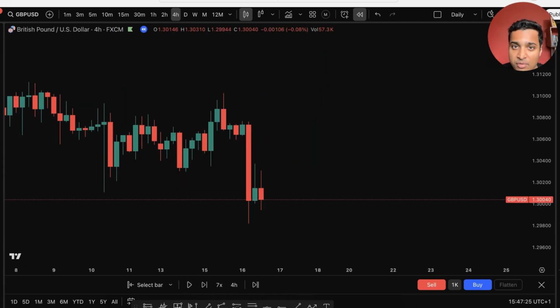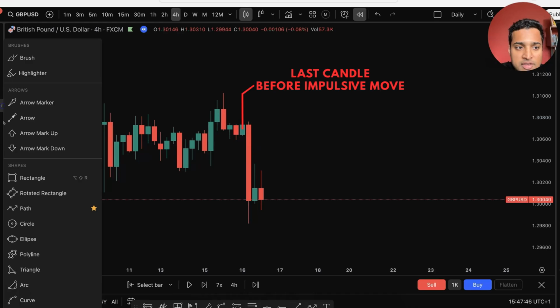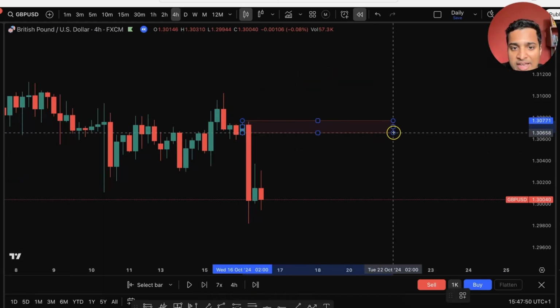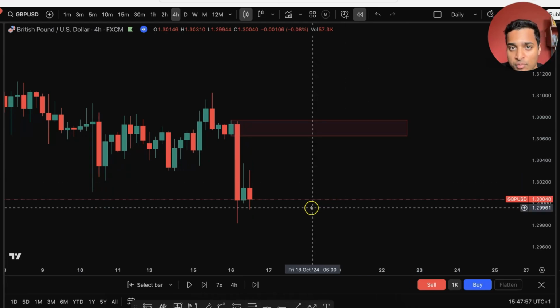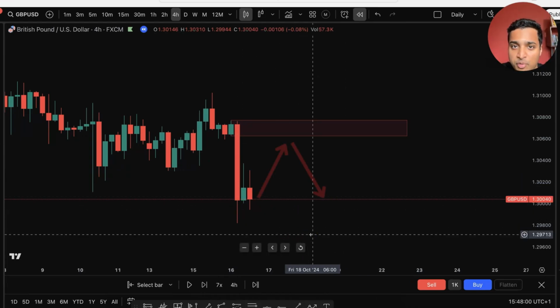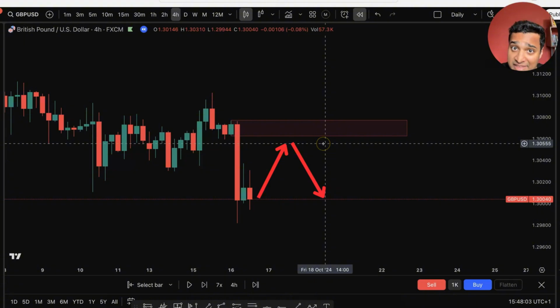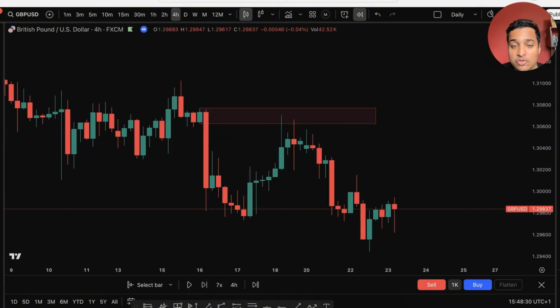Let's look at another example using this 4-hour pound-dollar chart. And as you can see, we had this strong impulsive move down shown by this red bearish candle. Now, the last candle before this impulsive move down was this green candle. And so I would mark this as the supply zone, especially as it's the low volume, low momentum candle. Now, rather than FOMOing into a short position right here, it's better to wait for price to retrace to the supply zone and then sell. So let's see what happened next. So as you can see, price retraced to the supply zone, enabling us to sell and take price much lower down.